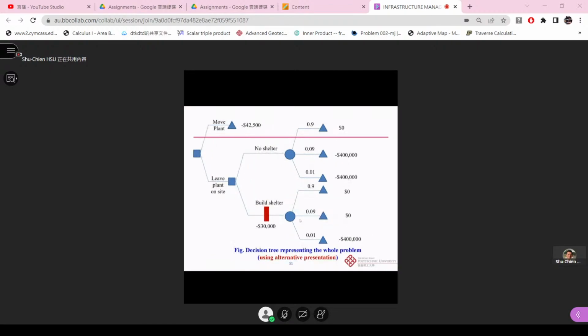So if we move to the second step, you can see that we can use an alternative presentation like this. We can do what I just mentioned: we have the build shelter option in the second decision layer. We have the negative 30,000, so that we know that for the 99% chance it will cost 0, and 1% will cost 400,000, if we choose to build a shelter.